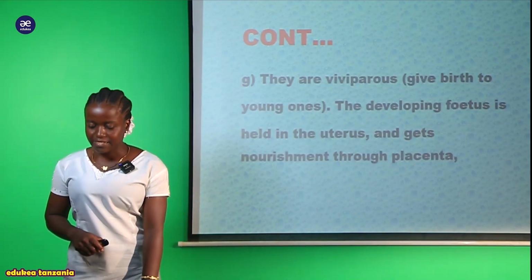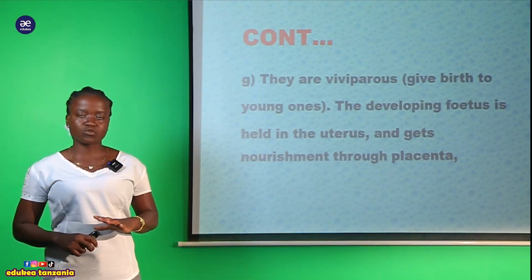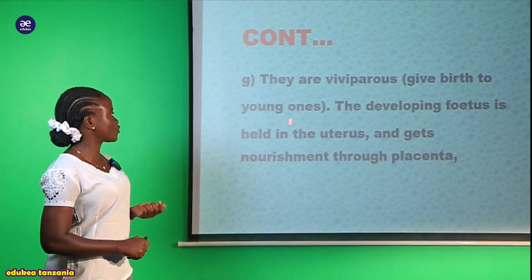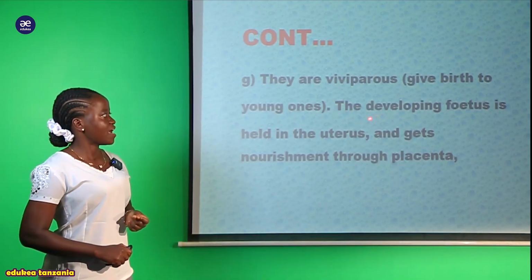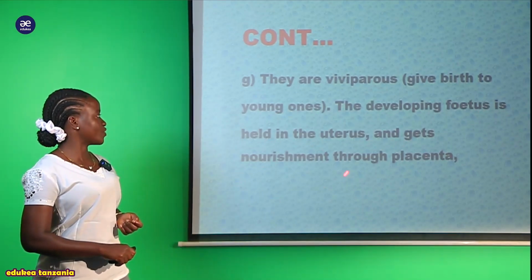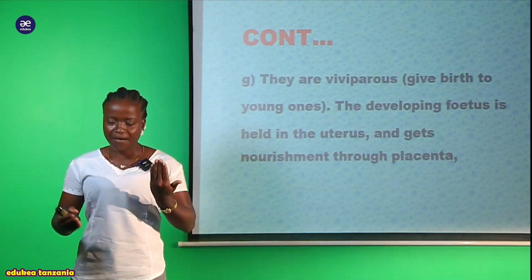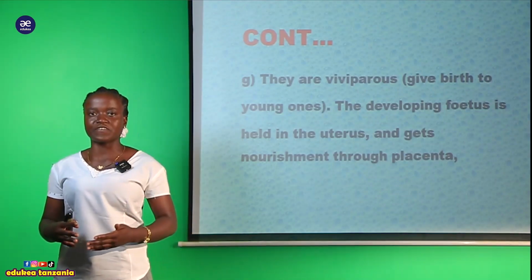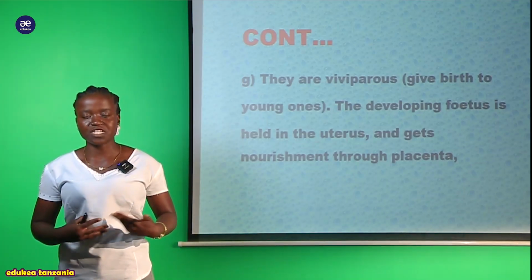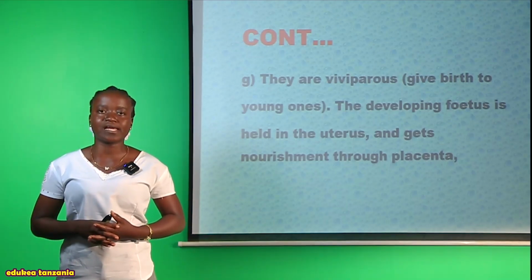And also we can say that this organism, they are viviparous. These organisms, they are viviparous, meaning that they give birth to young ones. That is, the developing fetus is held in the uterus and gets nourishment through a placenta. So how organism tunasema kwamba they are viviparous. Why are we calling this organism viviparous? Meaning that they have the ability to give birth to a new young organism.